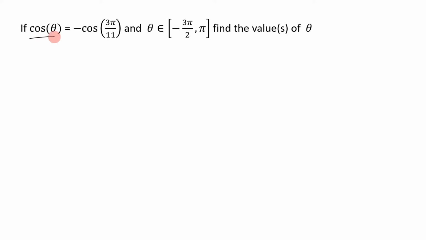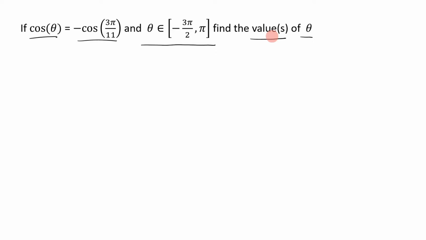It's saying that if cos of theta is equal to negative cos of 3 pi on 11, and theta has a domain of this, so theta is between negative 3 pi on 2 and pi, we need to find the values of theta. And when it's got the s here in brackets, it means there might be one value or multiple values. Okay, so how are we going to approach this question?